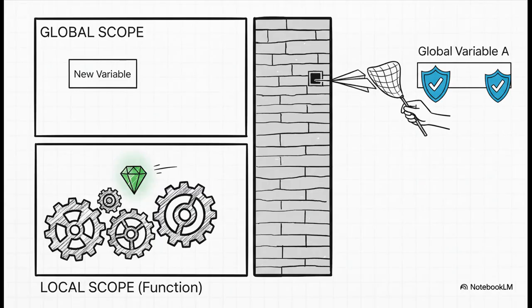Now for a much safer and frankly better way to get data out of a function, just use return. In this case, the function does its own thing with its own private variables. When it's done, it just packages up the final result and uses return to hand it back to you. The global scope can then catch that value. This is so much cleaner because the function never messes with the outside world. It just delivers a result, no side effects.